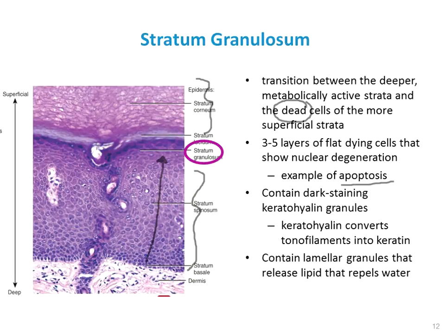Apoptosis is programmed cell death. That means it's cell death that's supposed to happen. Your cells aren't supposed to be alive out here. They're supposed to be dead. So with apoptosis, cells are supposed to die, and this is the layer where they die. So this is where you start to see lamellar granules that release the lipids that create the waterproofing of your epidermis.